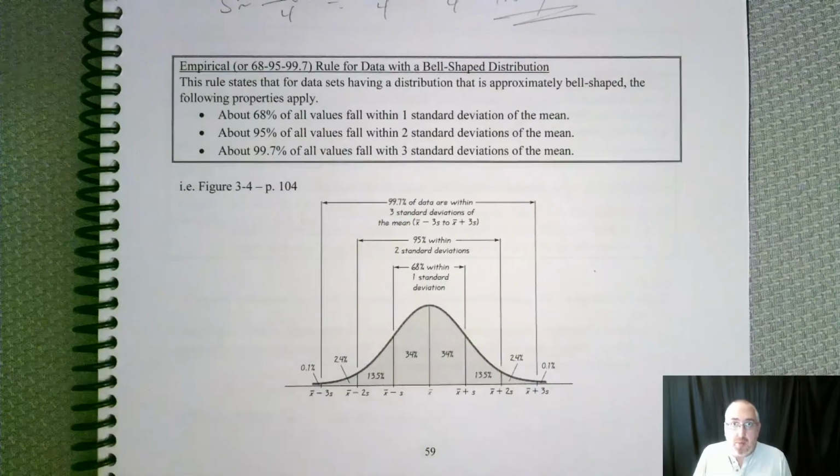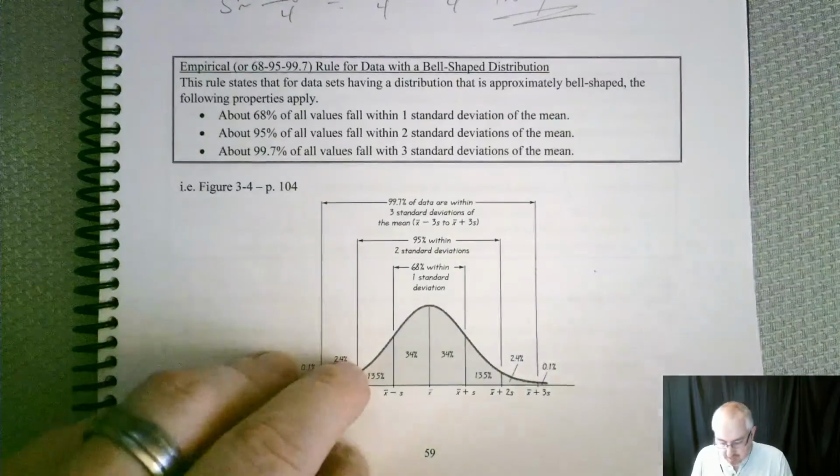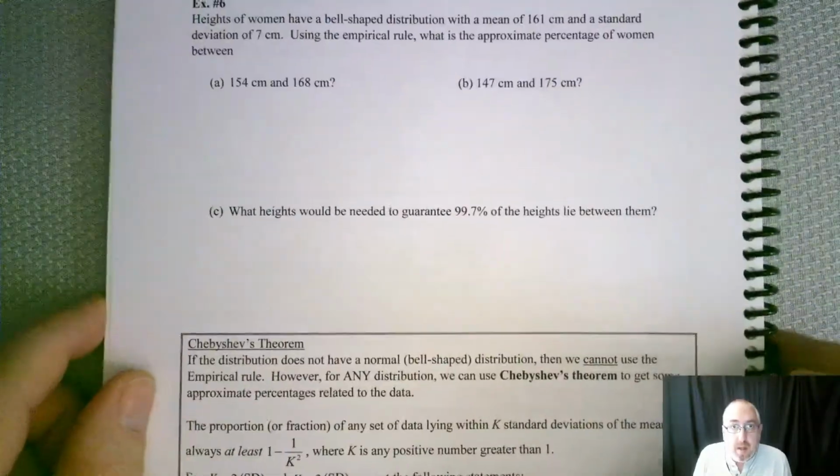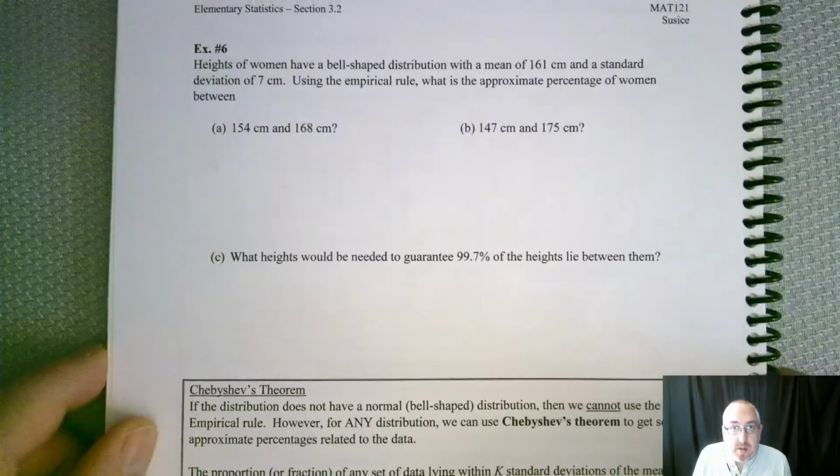So the types of problems we're going to be seeing are how we can relate a specific set of data and the mean and standard deviation back to this empirical rule and vice versa. So let's take a look at a couple of examples and see how this works. So let's get some starter information.